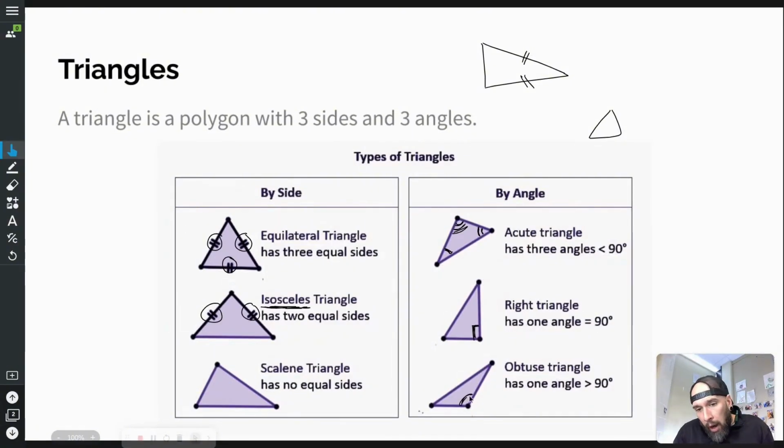If one of your angles is bigger than 90, it's larger or wider than a corner, that is an obtuse triangle. So an acute triangle, all 3 angles are smaller than 90 degrees. A right triangle, one of the angles is 90. And for an obtuse triangle, one of your angles is greater than 90.